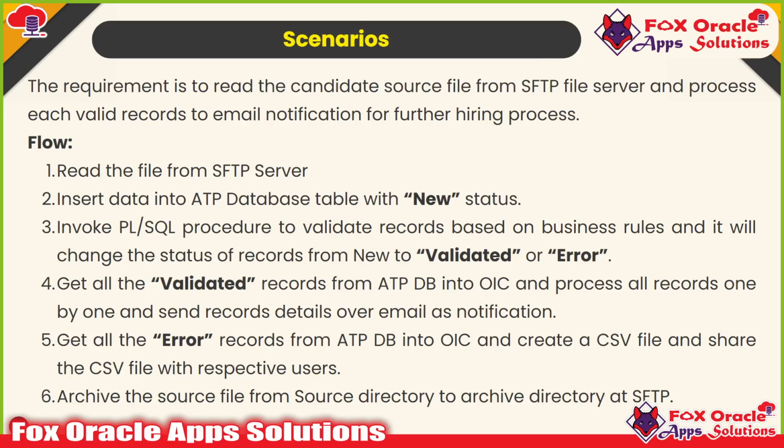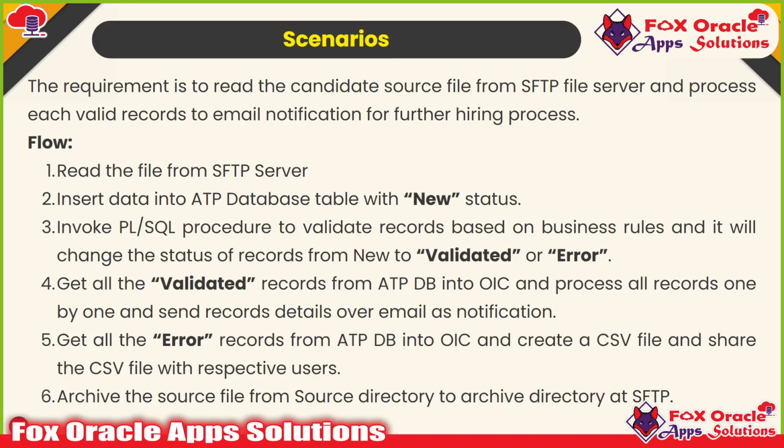After that, we will invoke a PLSQL procedure. In the PLSQL procedure, we will add code. That code will identify whether the record is valid or not, based on the business rules. We'll see what kind of business rules there are. After identifying the validated records, and obviously we will also find the error records too, all the validated records we will again get in OIC, and we will iterate over them one by one. Whatever record details there are for the candidate, we will send all this information over email to recruiters. That is the kind of thing we are going to implement.